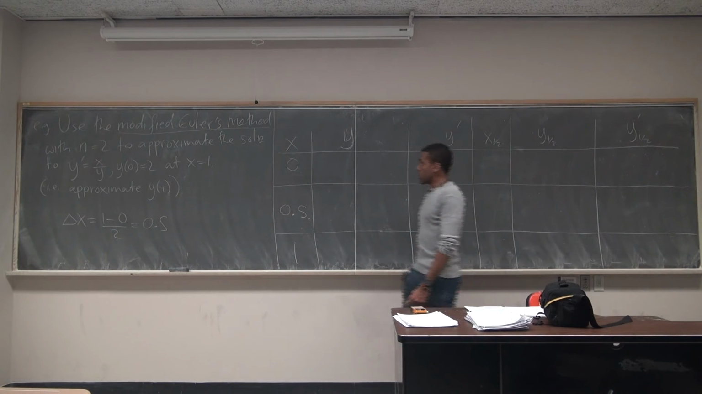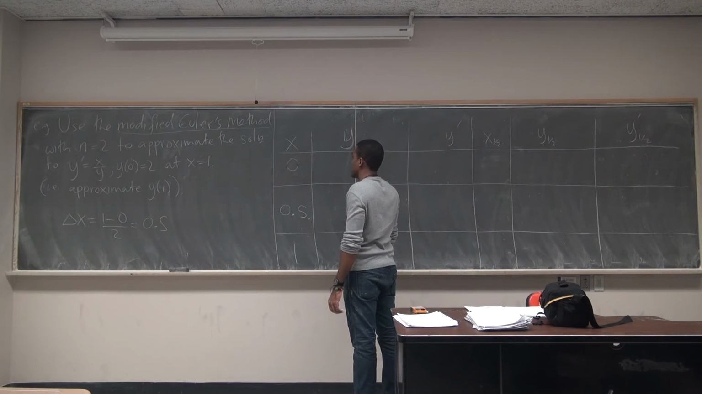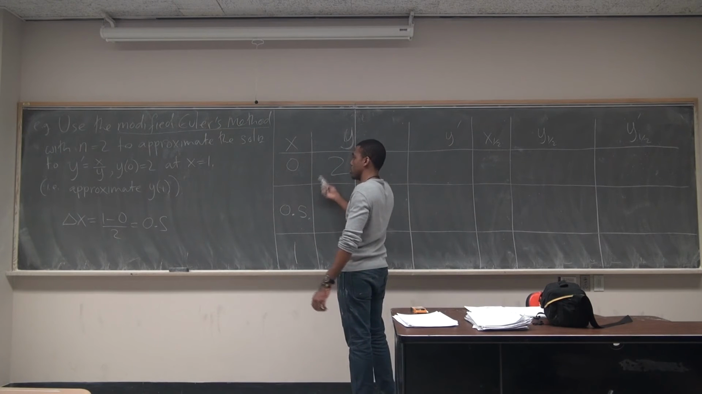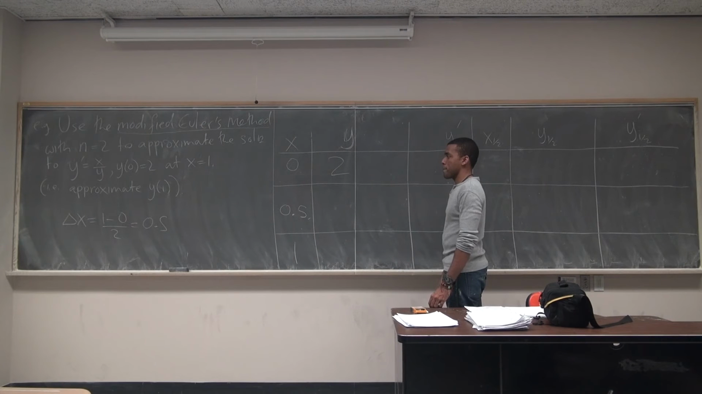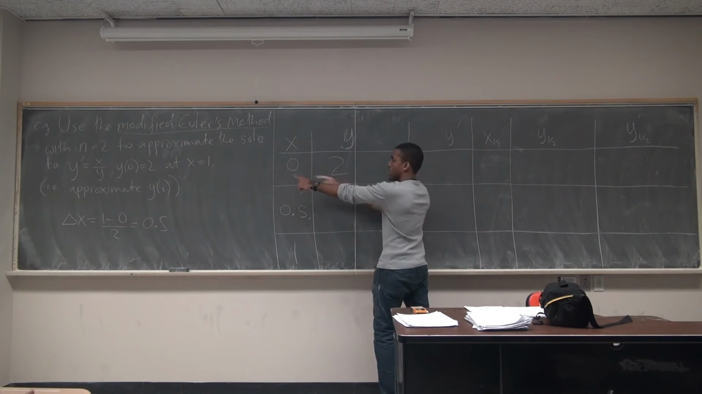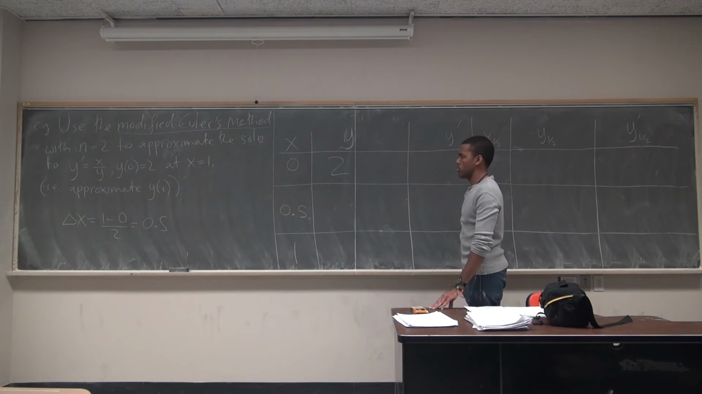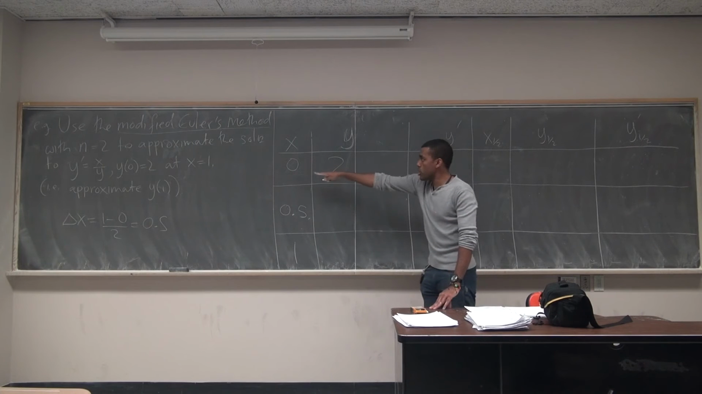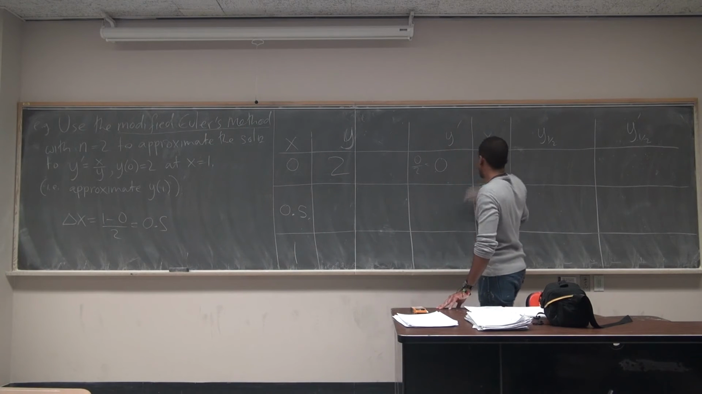Okay, let's figure out the other guys. What's the y? Y0 is given. So what is it? 2. When x is 0, my y is 2. No problem. Move over to here. What's my y prime? Plug the x and y into the given derivative formula. X is 0, y is 2, and the formula gives x over y, so it's 0 over 2. Just get 0.